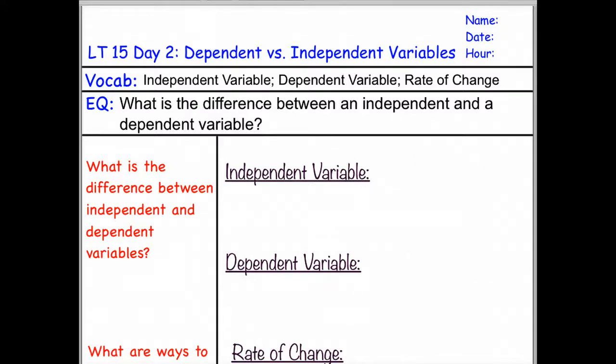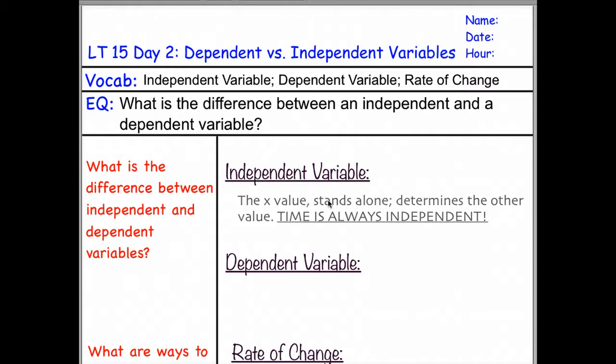Hi there, welcome to Learning Target 15 Day 2. We are talking about dependent versus independent variables. So the essential question for the day is, what is the difference between the two? So that's conveniently located right below.